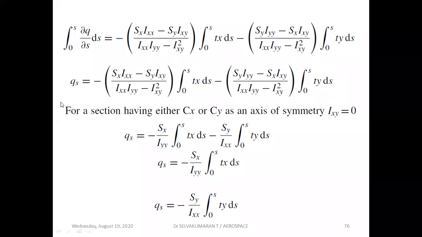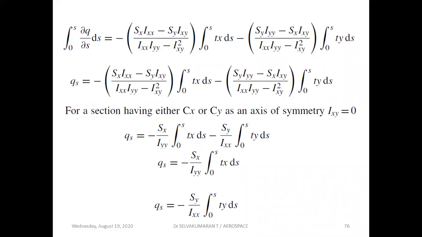More specifically, this is the shear flow expression for thin walled open sections, where t is the thickness. We have assumed that in this case the thickness t is constant throughout the section. The thickness might vary from section to section, which I will tell you later. We'll explain in the problems how to consider all those things.